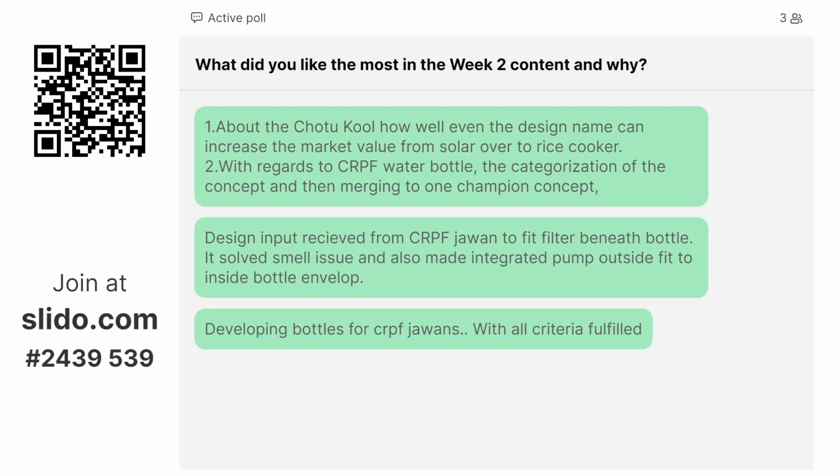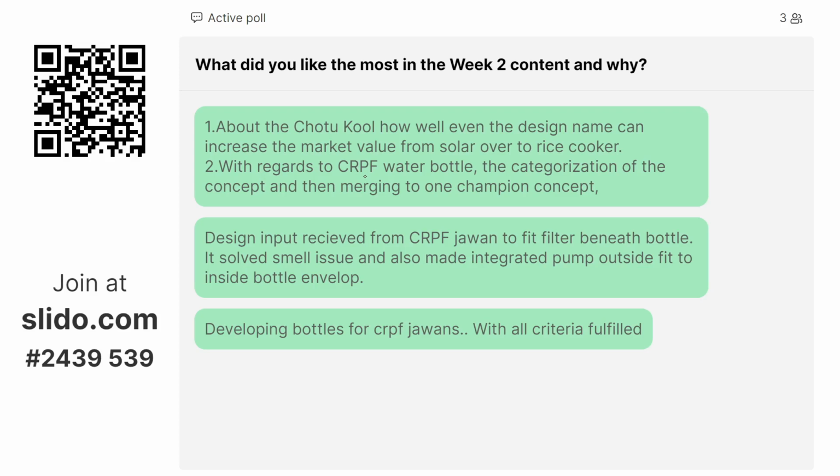Then we have one more perspective about the Chotu Cool, how well even the design name can increase the market value from solar oven to rice cooker. Okay, interesting. Yes, I think that was the suggestion given by a businessman that you project the solar oven as a, sorry, not oven, the solar cooker as a rice cooker, because then people will not complain that it is not cooking dal, or it is not cooking my cake because it is meant for rice.